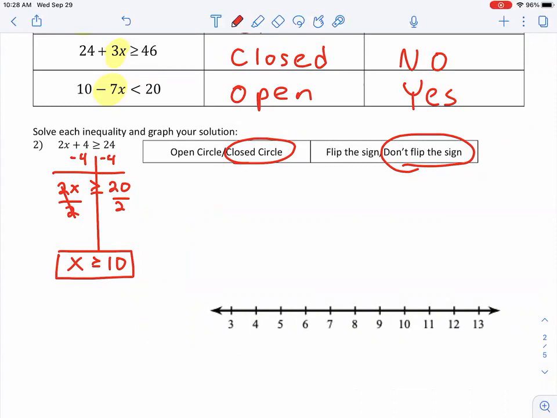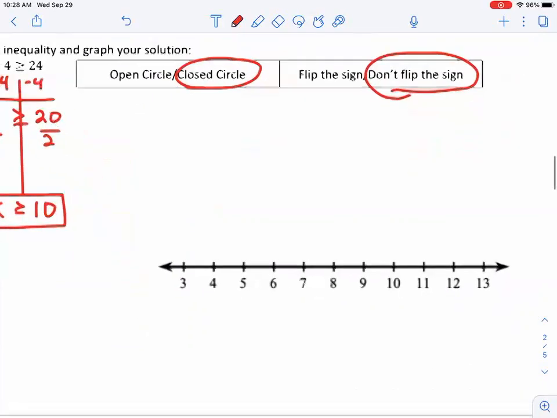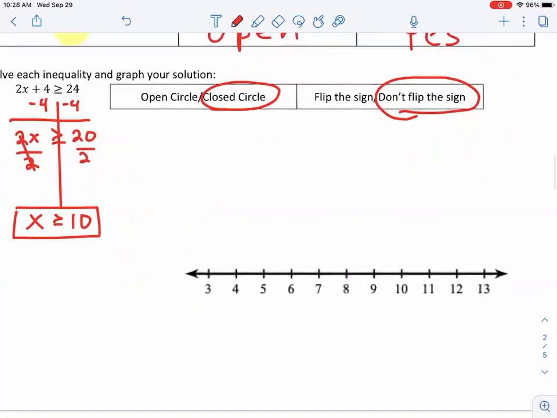So now to graph that, I go to 10. It's going to be a closed circle. Remember, because it's an equal sign. So on 10, I have a closed circle. And I want to shade numbers greater than 10, which means going to the right.